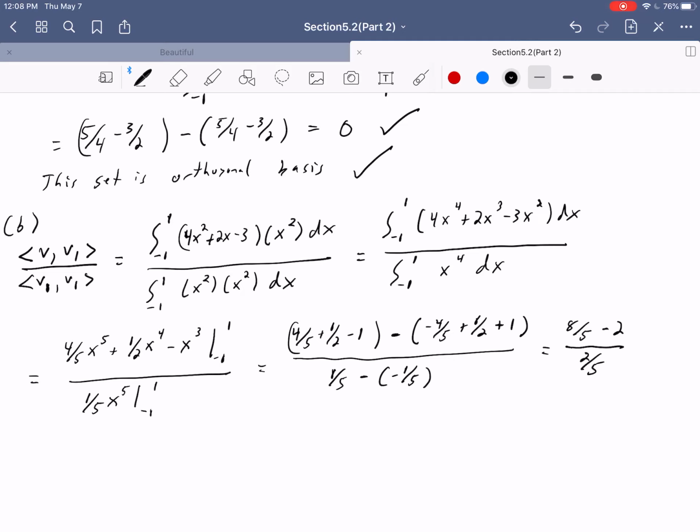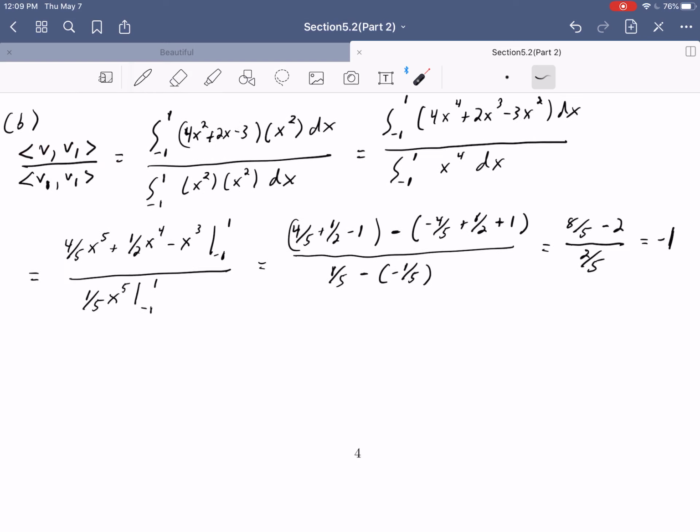And I guess we can sort of do that. That should be what? 8/5 minus 2, that's 10/5. That's negative 2/5 over 2/5. Sounds like negative 1 for all that trouble. Okay, so our first component representation is supposed to be a negative 1.